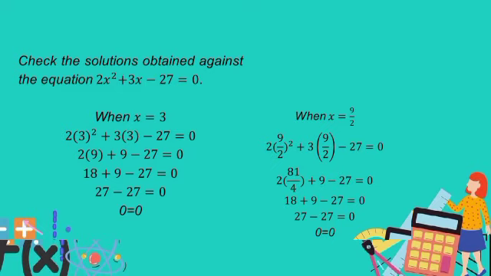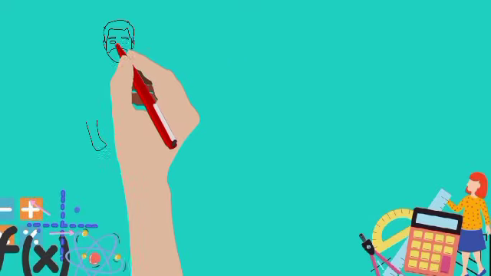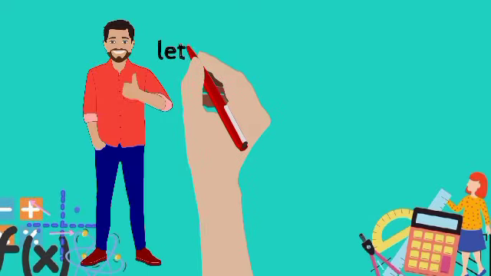So let's have 9 over 2. So 2 times 9 over 2 to the power of 2 plus 3 times 9 over 2 minus 27 equals 0. So 2 times 81 over 4 equals 18. Copy 9 minus 27 equals 0. So 27 minus 27 equals 0. So the right and left sides of the equation have the same answer, which is 0. Yes, very good. Therefore, the solution can satisfy the expression.